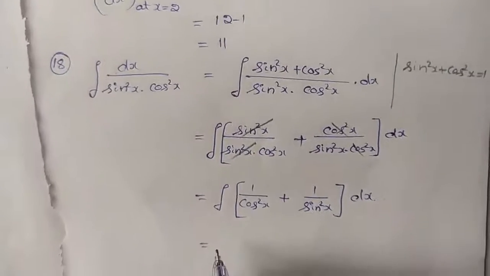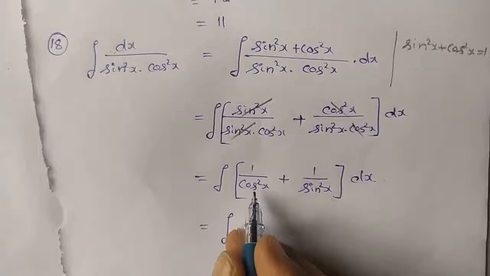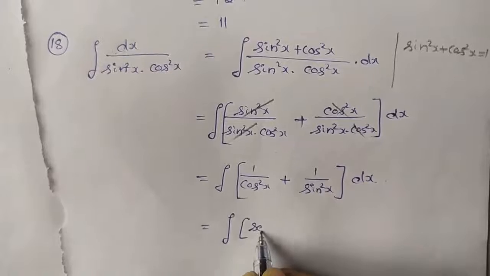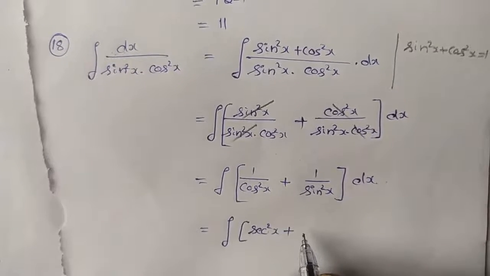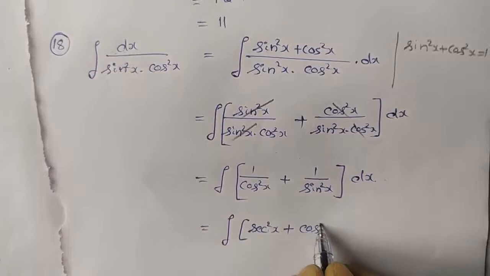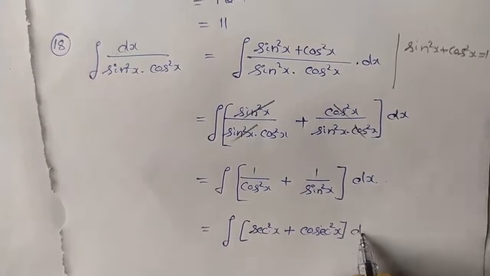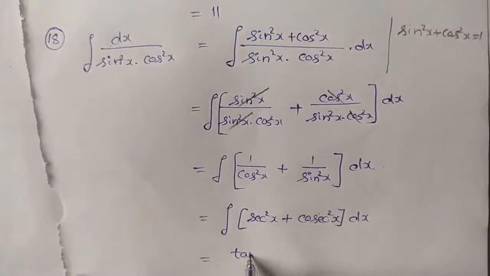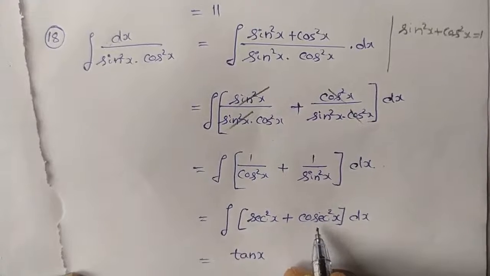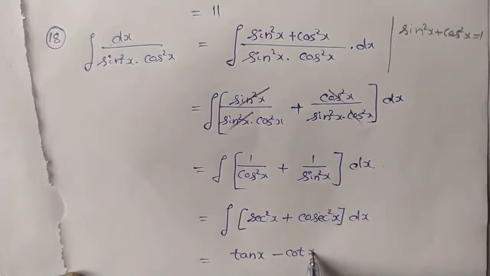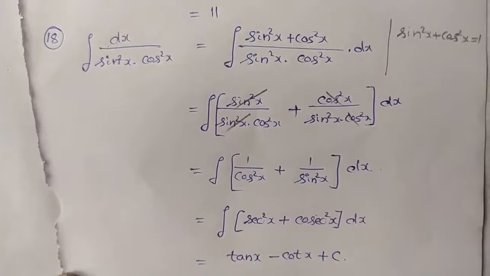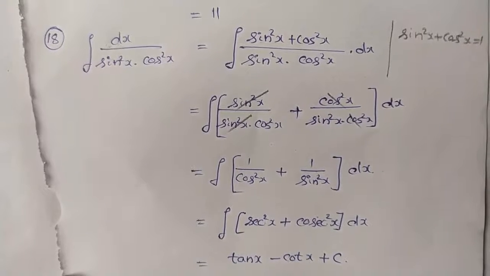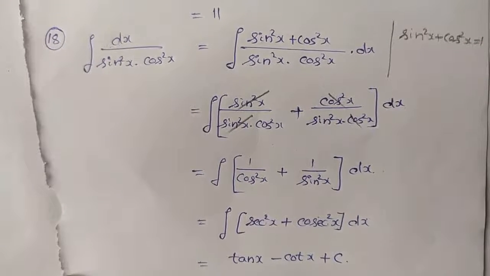That is equals to integration of 1 by cos square x, which is what? 1 by cos square x is secant square x. Plus 1 by sine square x is cosecant square x, into dx. Now apply integration: integration of secant square x is tan x. Integration of cosecant square x is minus cot x plus c. Hence it is the evaluation of integration of dx by sine square x into cos square x.